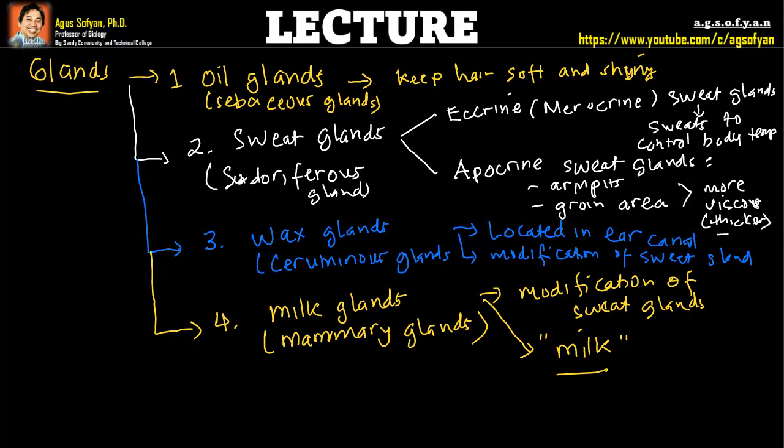So these are the accessory structures of the skin: hair, nails, and gland. I think that's all for the integumentary system, the skin structure, and also the functions.